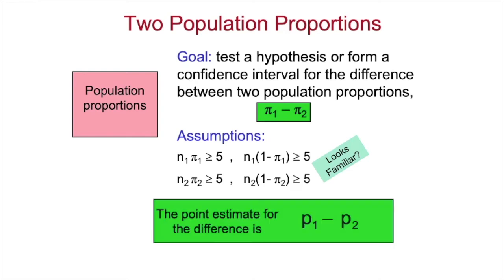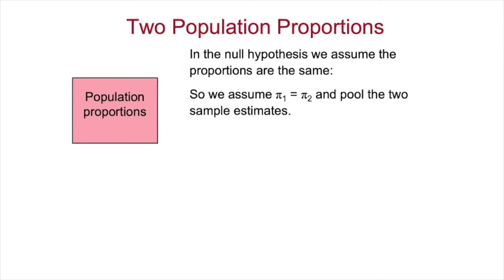The point estimate for our difference is going to be p1 minus p2, where the p's are simply the proportions that we calculate inside of our samples. So p1 minus p2 is the estimate for pi1 minus pi2. The null hypothesis is going to be that the proportions are the same, meaning pi1 equals pi2, or in other words, pi1 minus pi2 equals 0.